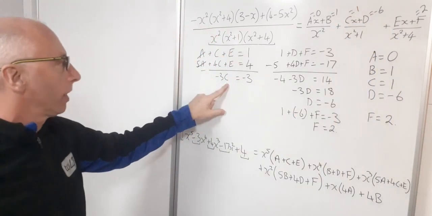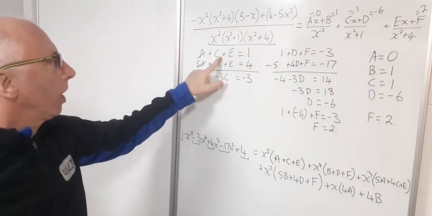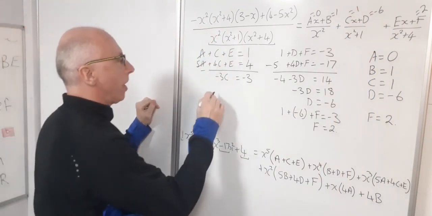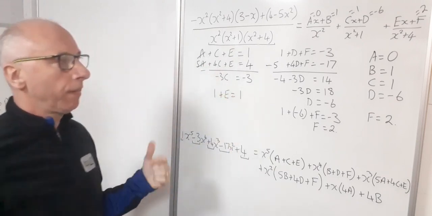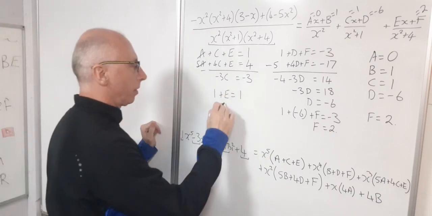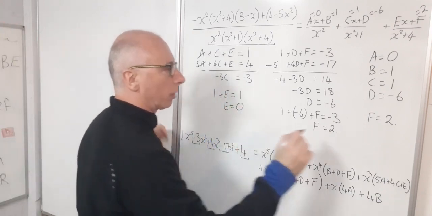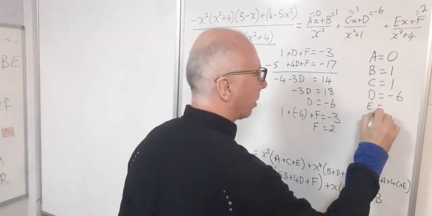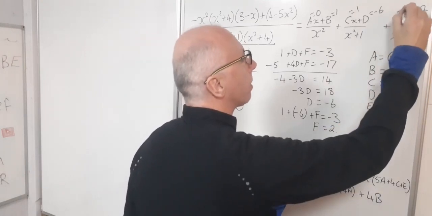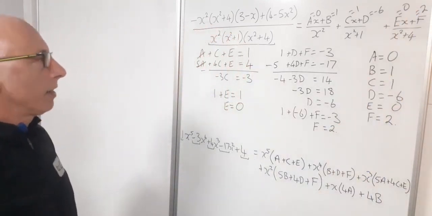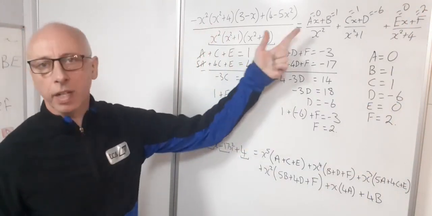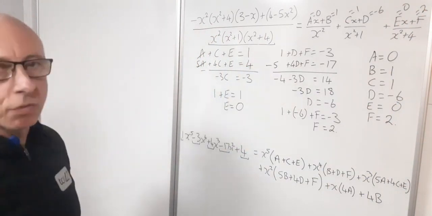Okay, right. Now if c equals 1, I can plug that into there. So then I'll have 1 plus e equals 1. So therefore e equals 0. So that one there is also 0. Okay, right. Let's take this off the board and then let's fill in our result for our partial fraction decomposition.